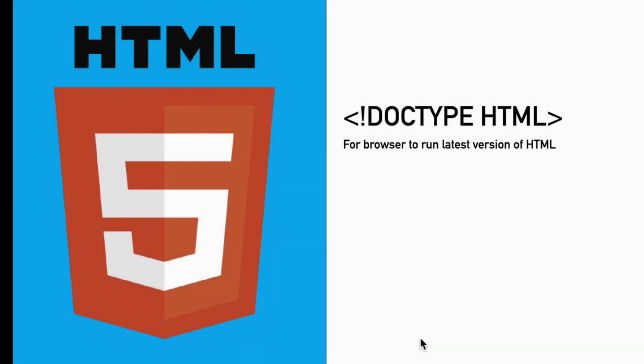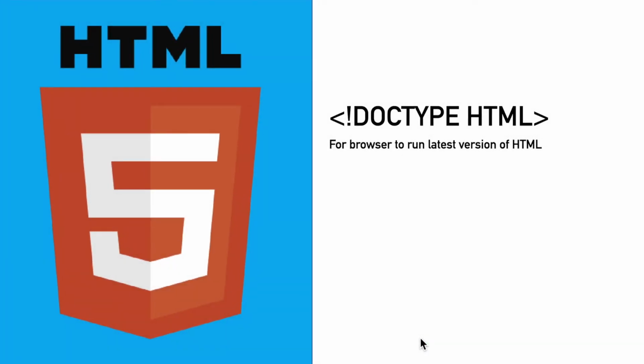So today we are going to learn about 4 basic tags. The first one being doctype HTML. So if you have a text editor, you can type in this doctype HTML. So what does this doctype HTML do? Well, it tells the browser, I want to run the latest version of HTML.